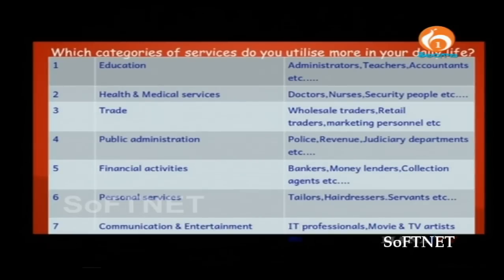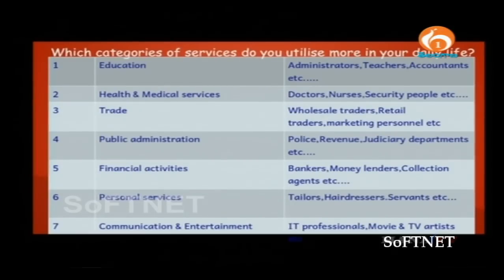doctors, nurses, security people, etc., are engaged in the category of health and medical services. Wholesale traders, retail traders, marketing personnel, etc., are engaged in trade. Police, revenue, judiciary departments, etc., are engaged in public administrative services.